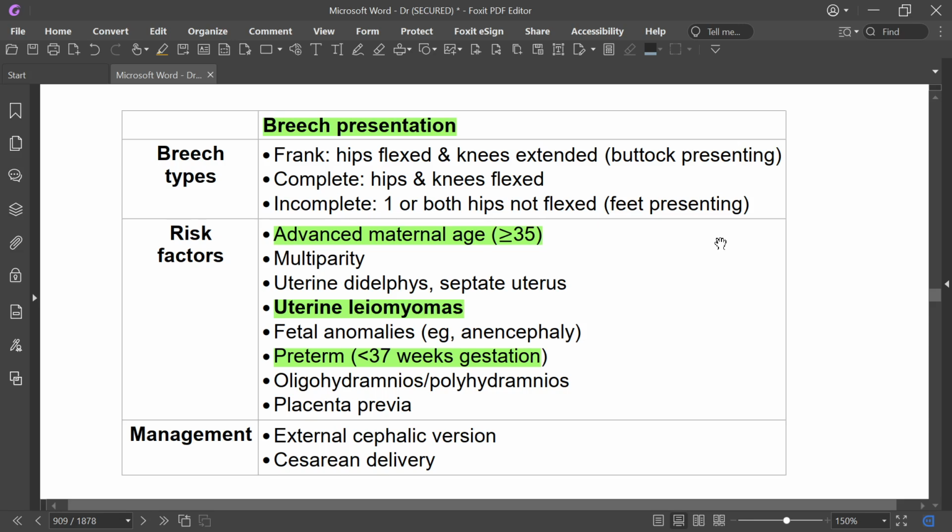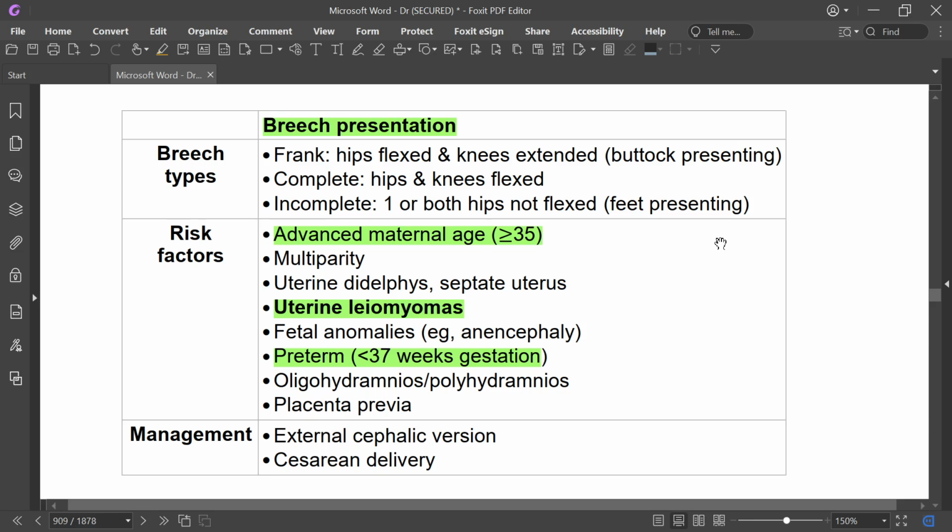So for breech presentation, what are the risk factors? If it is preterm, less than 37 weeks, if the mother is aged more than 35, if there is uterine leiomyoma, if multiparity, if uterine didelphys, poly or oligohydramnios, if there is placenta previa, not abruptio, and fetal anomalies like anencephaly can be thought of.